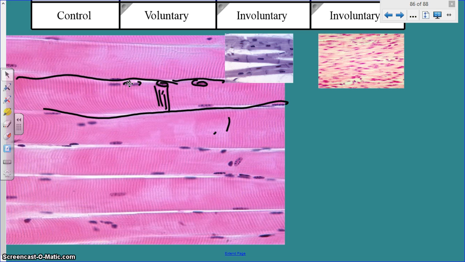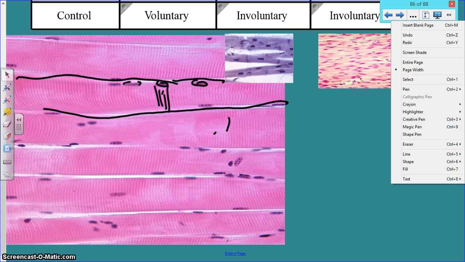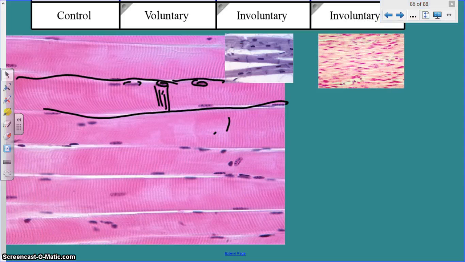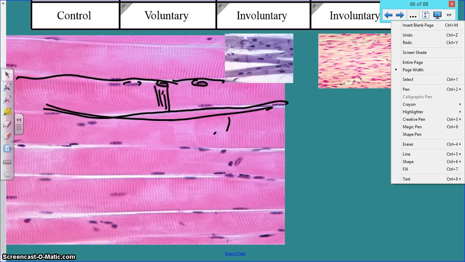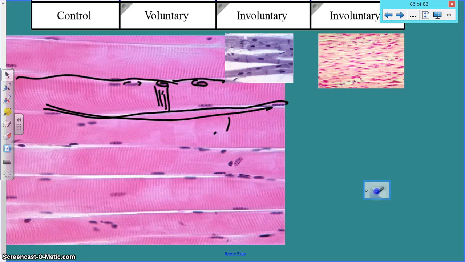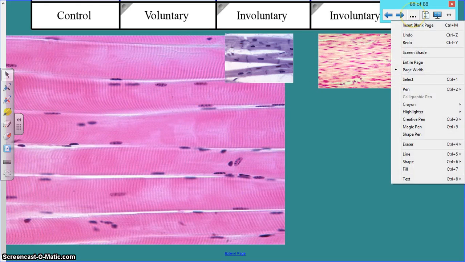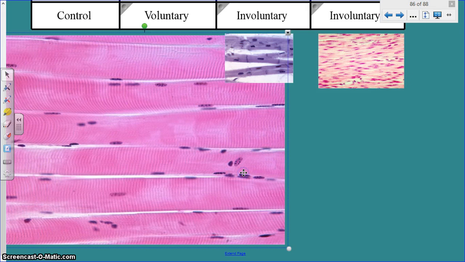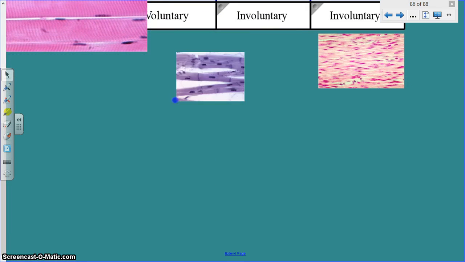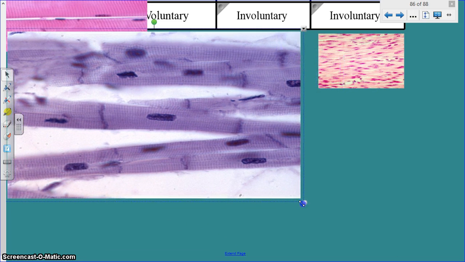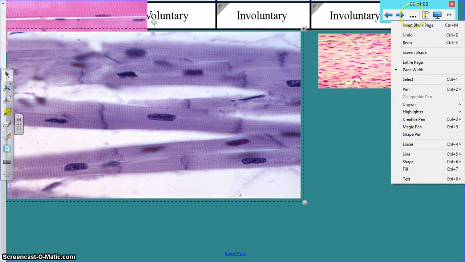Okay, now if we erase that and pull up the cardiac muscle tissue. Oops, I selected you, but apparently I didn't. All right, let's try that again. There we go. Okay. Move that out of the way. So here is our cardiac muscle tissue. Grab the pen again.